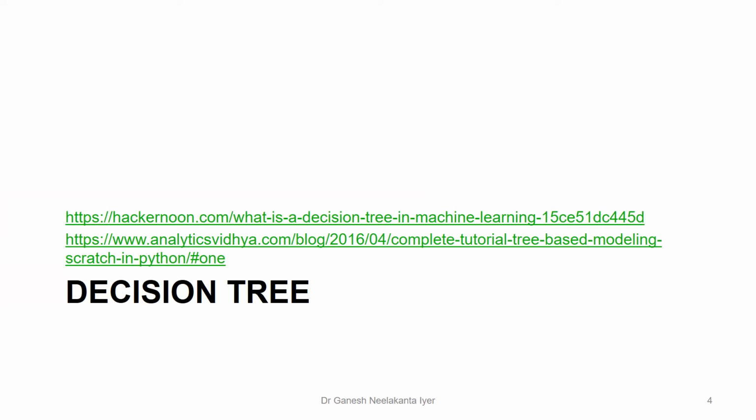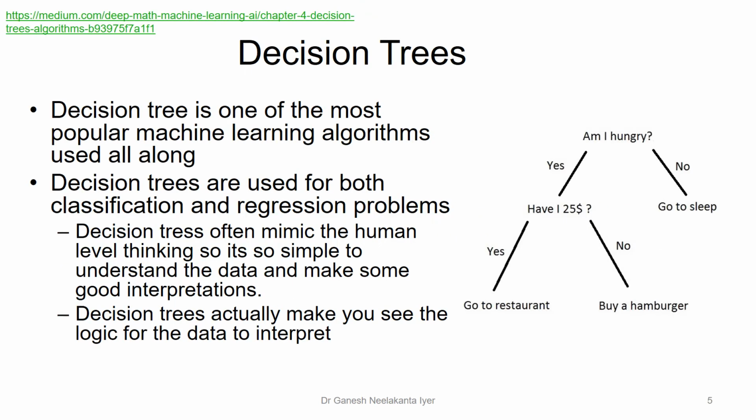Now, in this session, which is the first part of a two-video series on decision tree: decision tree is used for both classification and regression. It is a supervised learning strategy. It's one of the most intuitive, popular machine learning algorithms used all along.